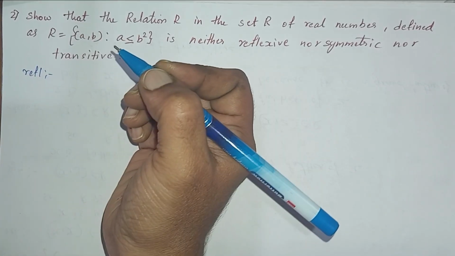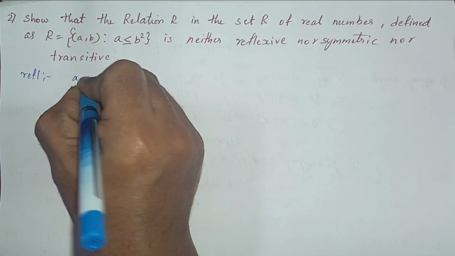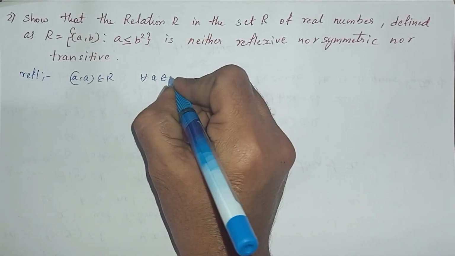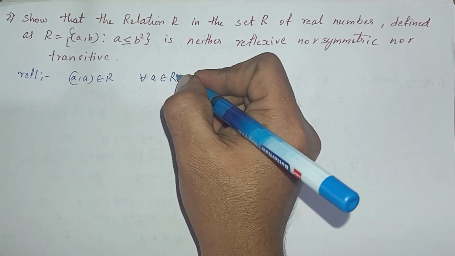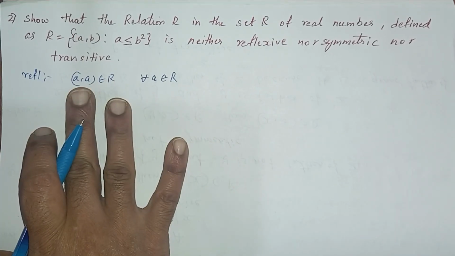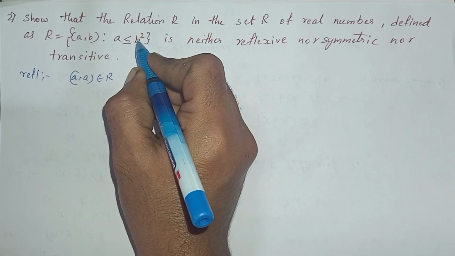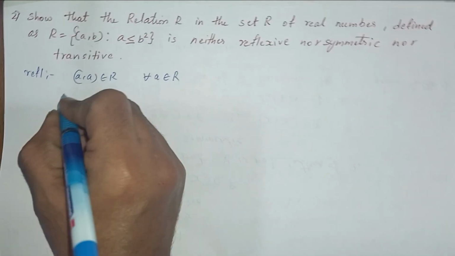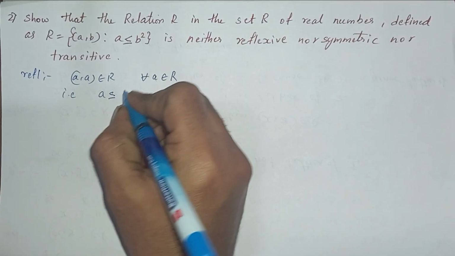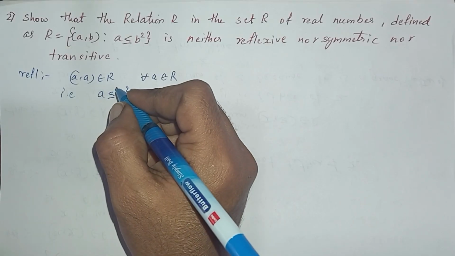So for reflexive, we know that (a, a) should belong to R for every a belonging to the set R. The set R is the real numbers, so we have to check for all the values whether it is satisfied or not. Here a is less than or equal to b squared, so it should satisfy that a is less than or equal to a squared. If this condition is satisfied, then only we call it reflexive.